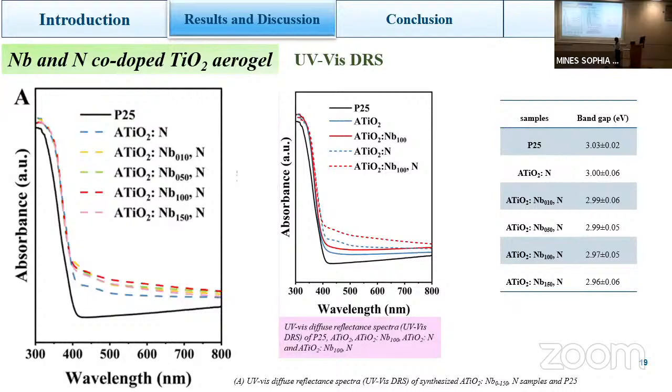Yeah, maybe during the test it didn't go perfectly. Maybe this could be the reason. It's strange that you are not going to lower the band gap, but you have a huge visible light absorption. Yes, it's strange. Okay, yes, it's weird. So, going further.